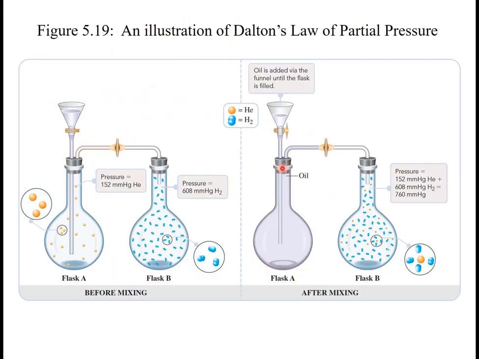This one's from the textbook that shows you have flask A and flask B. This is something easy to do. This is a liquid. By filling this flask with the liquid, it displaces all the gas over to this one, by opening up the stopcock. And so this is hydrogen and helium. So this one had 152 millimeters of mercury. This had 608 millimeters of mercury of hydrogen. They said oil because oil is not going to dissolve the gas. So they displaced all the gas by adding oil. And my total pressure then becomes 760 millimeters of mercury inside the mixture.